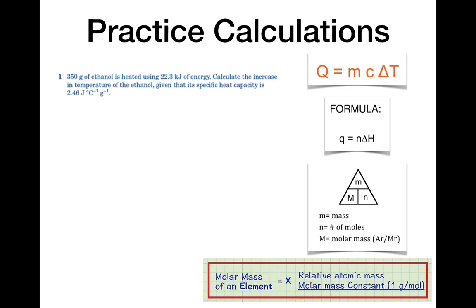Okay, let's do a couple practice calculations and you'll be doing your own. So here's the first one. 350 grams of ethanol is heated using 22.3 kilojoules of energy. Remember, I'm using kilojoules and I have to use kilograms as my mass. Calculate the increase in temperature of the ethanol given that its specific heat capacity is 2.46 joules per degree Celsius per gram. So take a minute and try this one yourself.